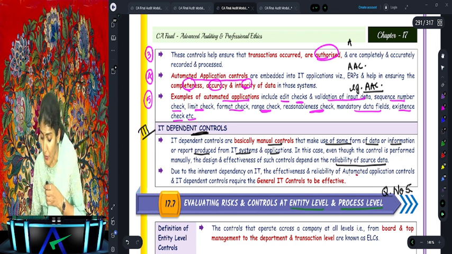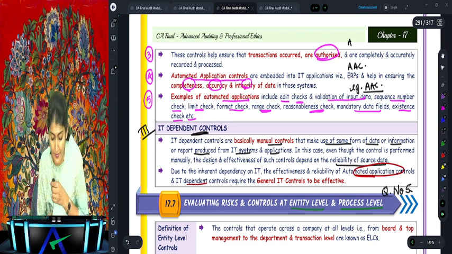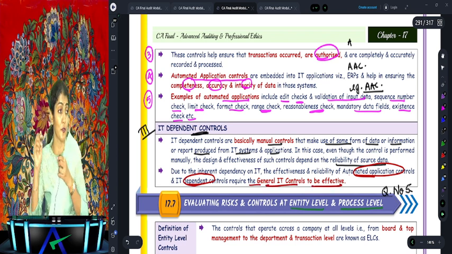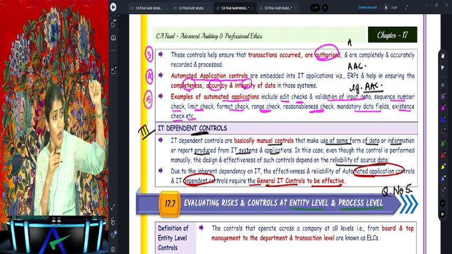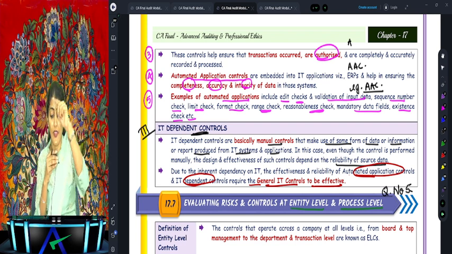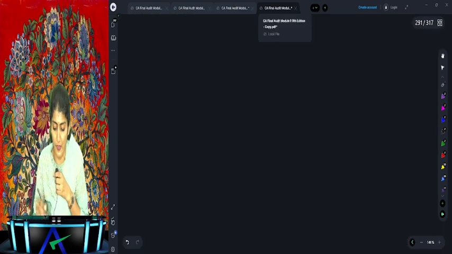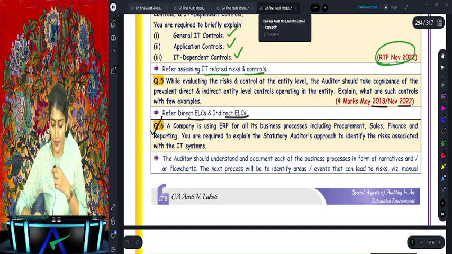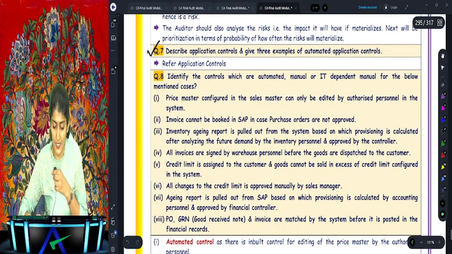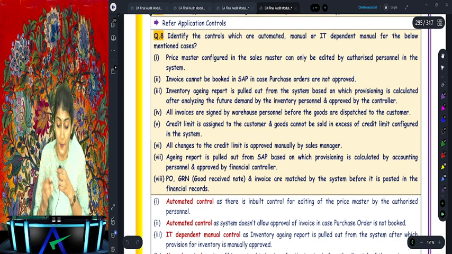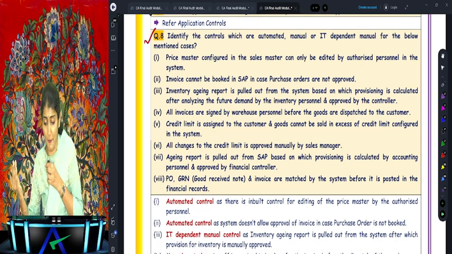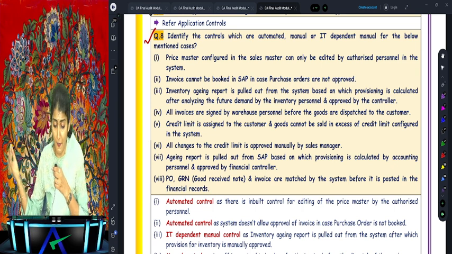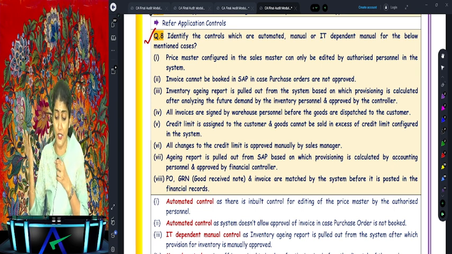of the automated application control and the IT dependent control require the general IT controls to be effective, because only if the general IT controls are effective will the automated application controls and the IT dependent controls be effective. Right, here we have a question which has been put in the study material of the ICAI, which says: identify the controls which are automated, which are manual, which are IT dependent manual for the below mentioned cases.